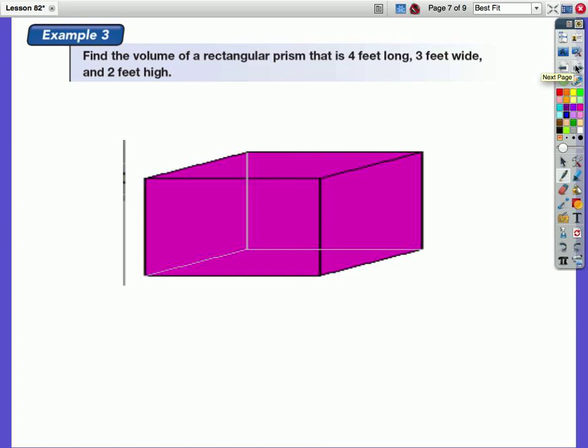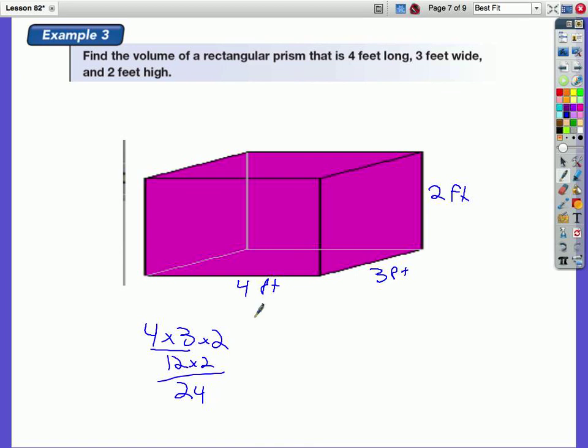Okay, example 3, it says find the volume of a rectangular prism that is 4 feet long, 3 feet wide, and 2 feet high. So we have 4, 3, and 2. This is all feet. Okay. So remember, length times width times height. So I'm going to take 4 times 3 times 2. 12 times 2, that's 24. My label is feet. I'm taking feet times feet times feet, so it's feet cubed. Volume's always cubed. So my answer, 24 feet cubed.